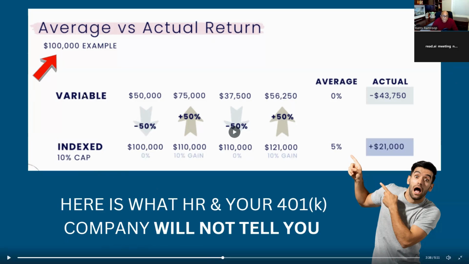And so anyway, with the variable account, 100,000 lost 50%, came down to 50,000. It went up by 50%, half of 50% is 25, so you end up with 50 plus 25 is 75. If it dropped by 50%, half of 75 is 37,000. If it goes up by 50%, half of 37, I can't remember what that is, but when you add that up, you end up with 56,000. So if you had 100,000 and the market goes up and down, the actual rate of return is 43,000.